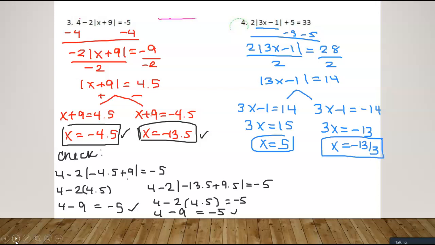Solve for your variable like we did in solving equations. And check. Three times 5 is 15. 15 minus 1 is 14. 14 times 2 is 28, plus 5 is 33.